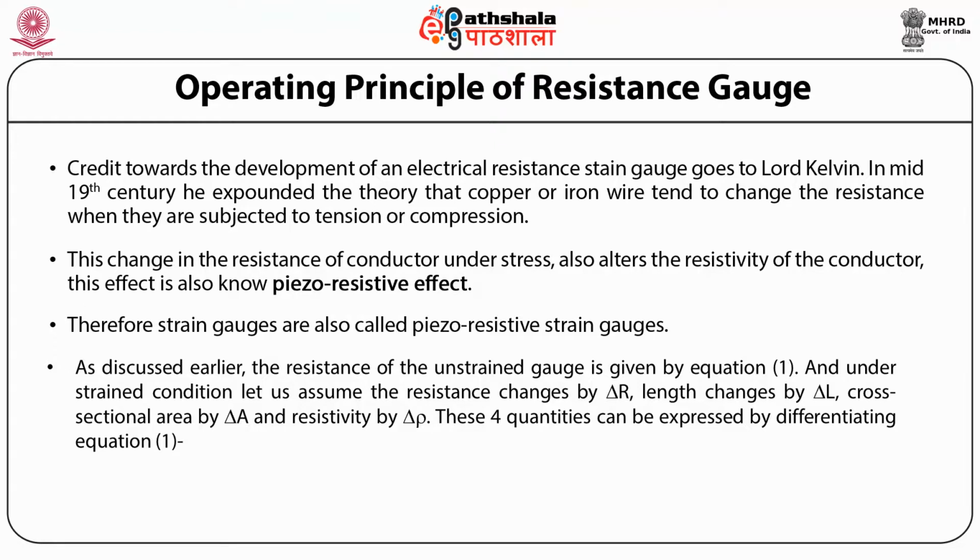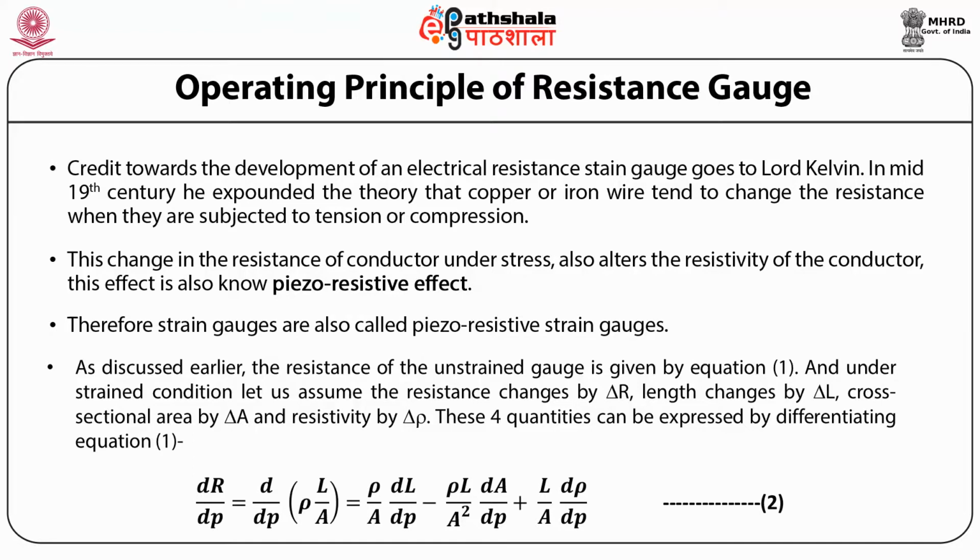These four quantities can be expressed by differentiating equation 1, and we get delta R divided by delta rho, which is equal to delta divided by delta rho multiplied with rho into L by A. This is equal to rho by A into delta L divided by delta rho minus rho into L divided by A square into delta A divided by delta rho plus L divided by A into delta rho divided by delta rho. This is equation 2.